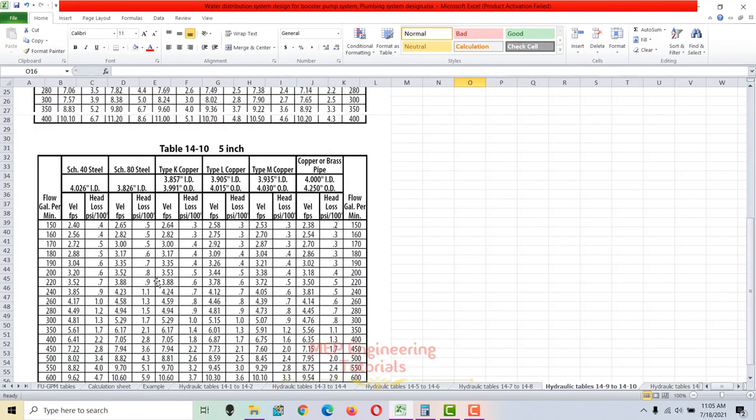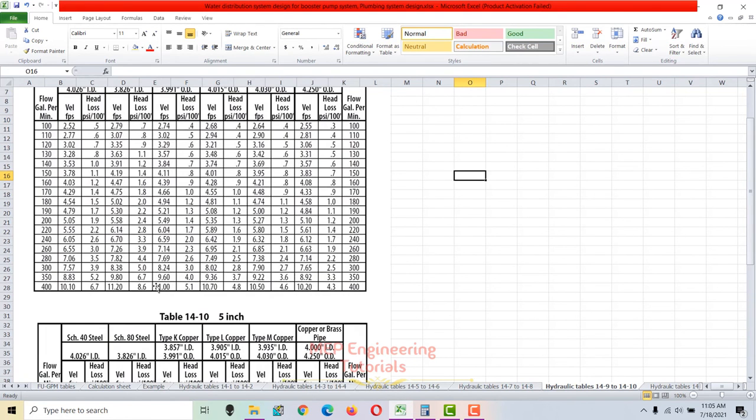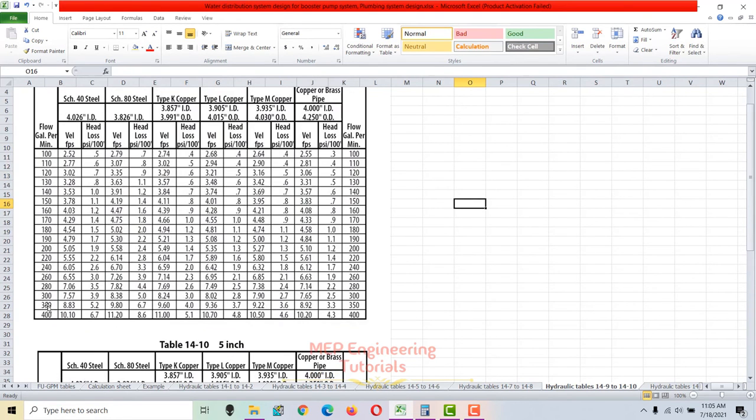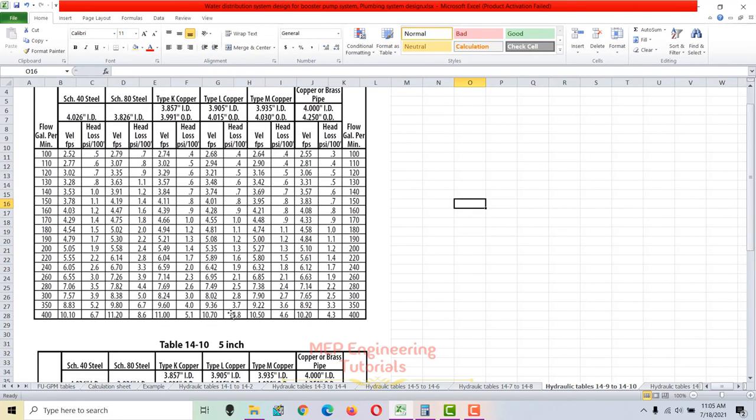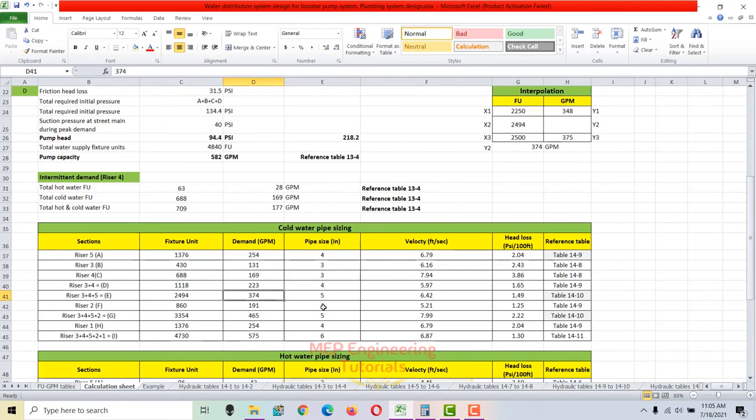One thing I need to tell you first: 374 GPM is also available in here, but if you move to the copper L tubing and check, the velocity is 9.36 at 350 and 10.70 at 400. So 374 is available here, but the velocity is higher than the recommended velocity; it exceeds the limit. That's why we are not using this 4-inch pipe size. Although the head loss is okay, the velocity is exceeding, so we are not going to select the 4-inch pipe size. That's why we have selected the 5-inch pipe size, table 14-10.